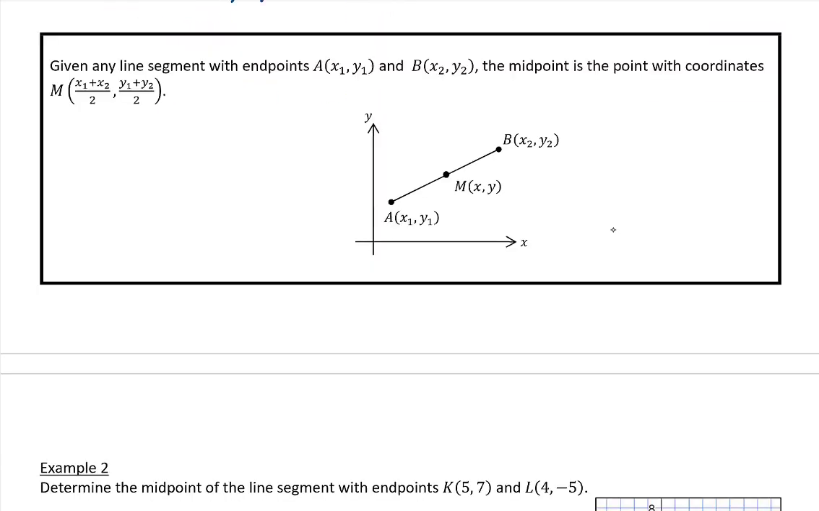Given any line segment with endpoints A (x1, y1) and B (x2, y2), the midpoint is the point with the coordinates, and we can see here the average of the x's, x1 plus x2 divided by 2, and the average of the y's, y1 plus y2 divided by 2. So again, if we want the midpoint, we just take the average of the x's and the average of the y values.